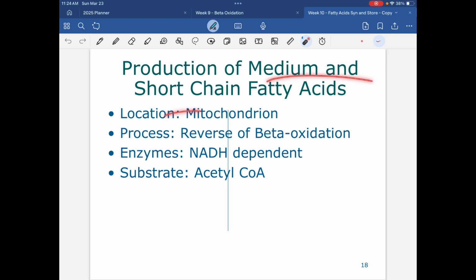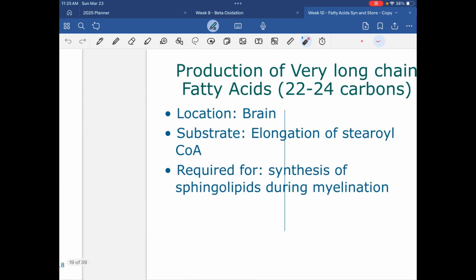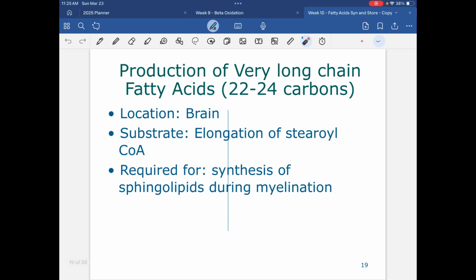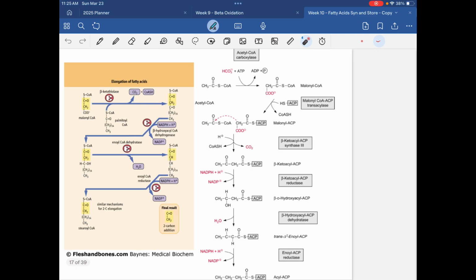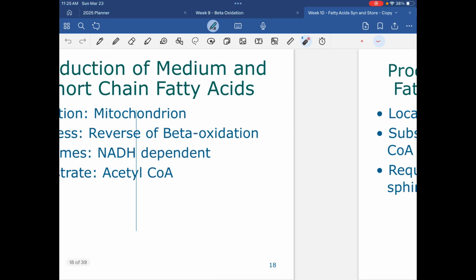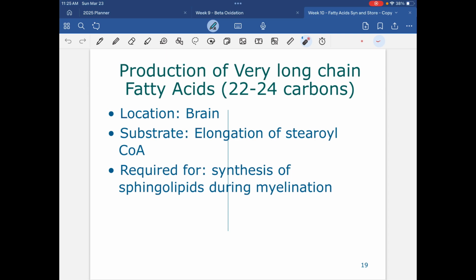What about medium and short-chain? Instead of being in the smooth endoplasmic reticulum, we're going to be going back to the mitochondria and doing the reverse process of beta-oxidation. And then how about very long-chain fatty acids? This time we're going to the brain, and we're going to take that stearoyl-CoA that we made in the smooth endoplasmic reticulum, and we're going to just add more carbons to it.